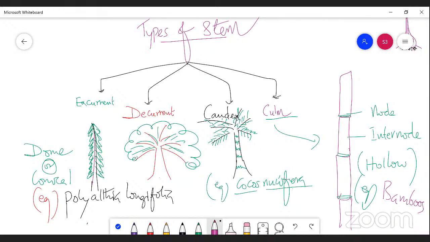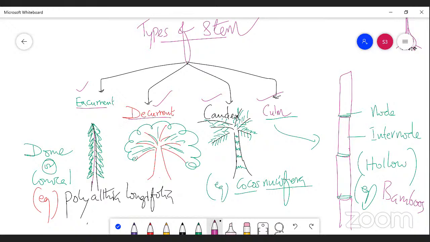I'll repeat once again. Stems are classified into the following types. The first type is excurrent, the second decurrent, the third codex, the fourth culm type. Excurrent means the growing point, the main axis, is fast in growth, and the lateral branches of the plant are very slow in growth, hence it forms a conical or dome shape. It is identified in the case of Polyalthia.